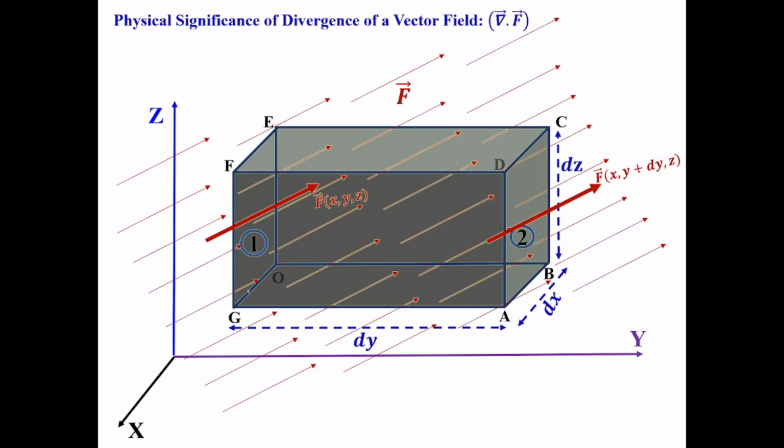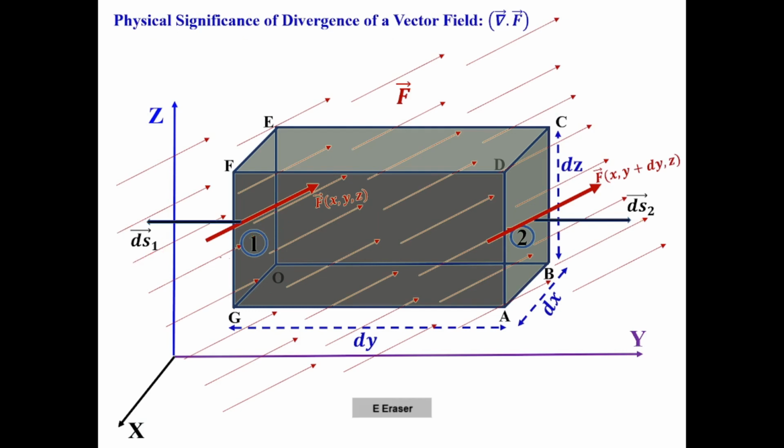Okay, so here at O, on the surface or face 1, the vector field is named F(x,y,z). At B, on face 2, the vector field is named F(x, y+dy, z). Now the area vectors: for face 2, let this be dS2, which is normal to face 2, and this is dS1, the area vector normal to face 1.